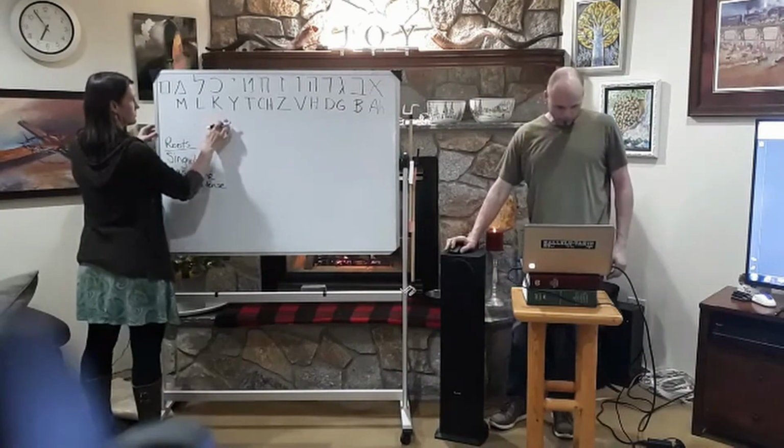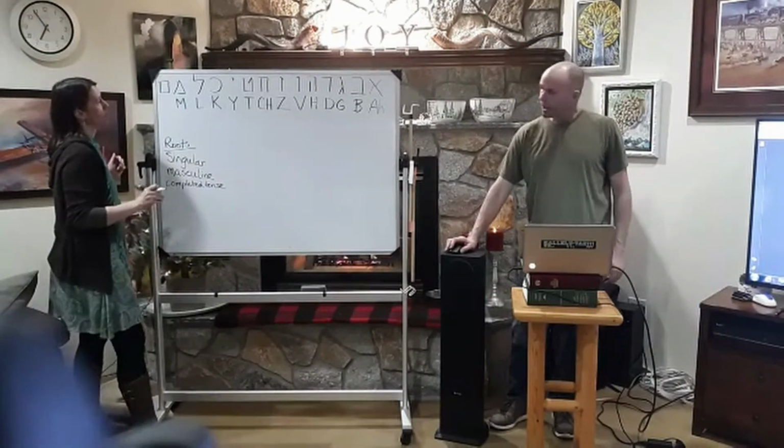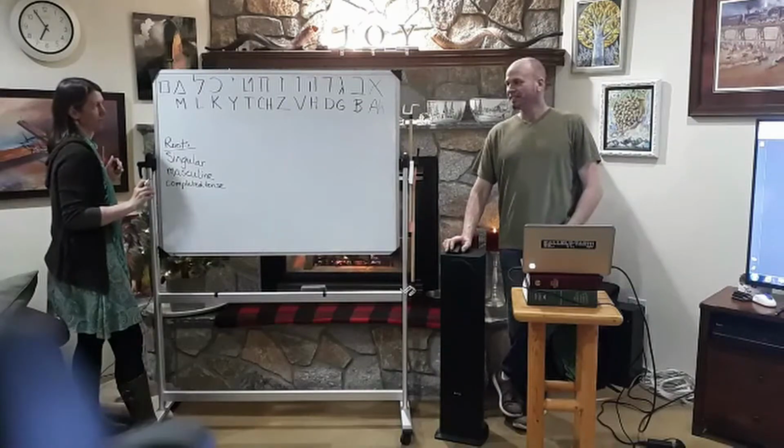Kaf sofit sounds like K. Okay, we got our lamed. It sounds like L. It's also a prefix letter, meaning 2 or 4. You don't have to have that memorized right now, but that's something you want to keep looking at so it starts to sink in.